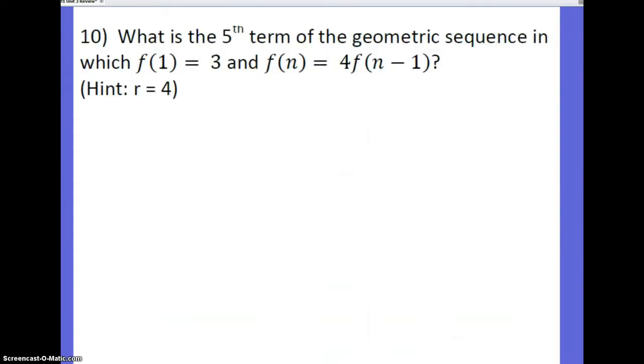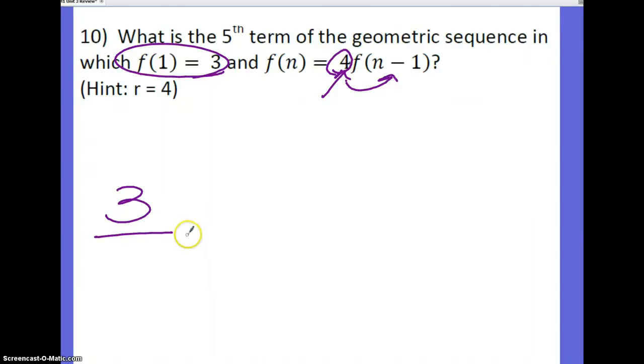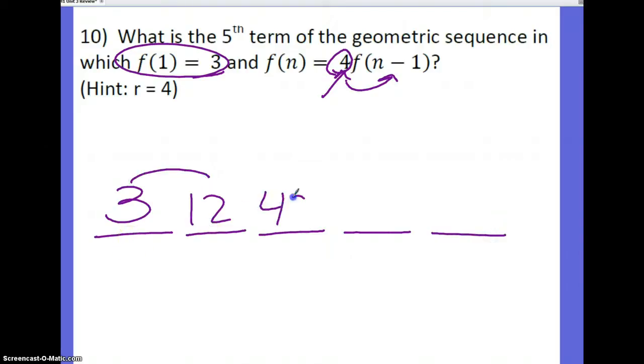What is the fifth number of the geometric sequence? This means the first number is 3, and it is multiplying by 4. See how the 4 is multiplying to the f(x minus 1), the previous term. It's going to multiply by 4. So we really could just write out, we need the fifth number, we have the first number, so we could just times by 4. Times by 4.